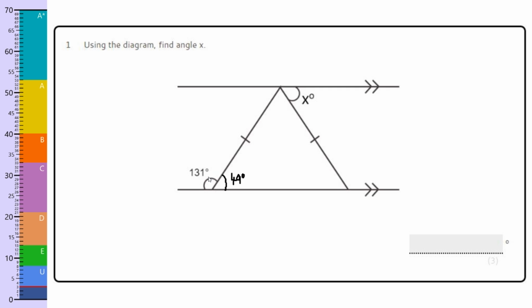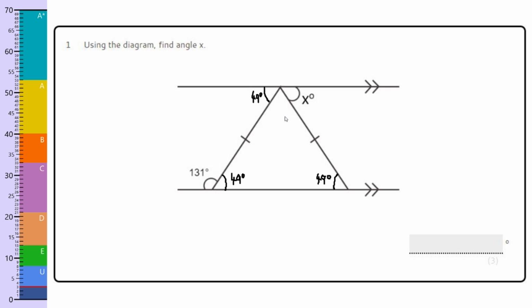I also know this one and this one will add up to 180 because they're interior angles on parallel lines. So this one also will be 49 degrees. I know this one and this one will be equal because the bottom angles on an isosceles are equal. Now I say bottom angles, obviously the isosceles could be the other way up, but let's pretend it can't. Just be careful in the exam. The isosceles normally is this way up, but sometimes they can twist it around a little bit.